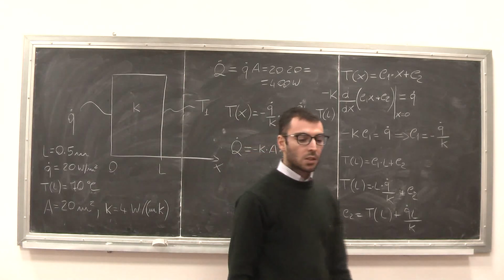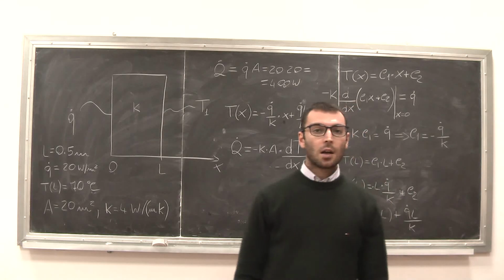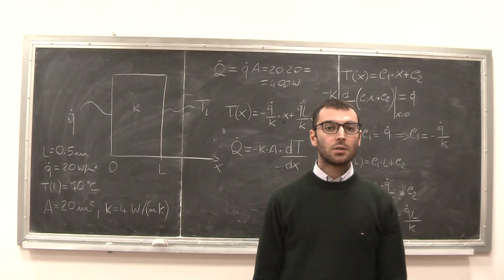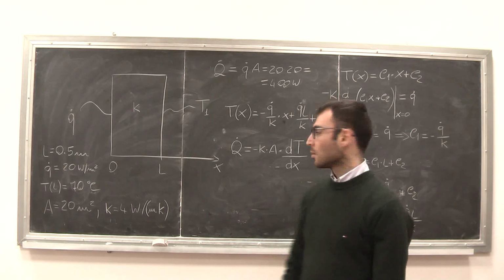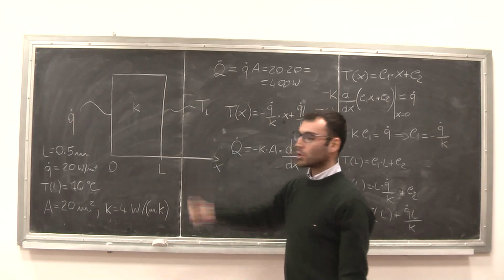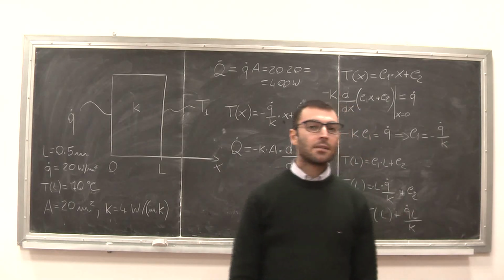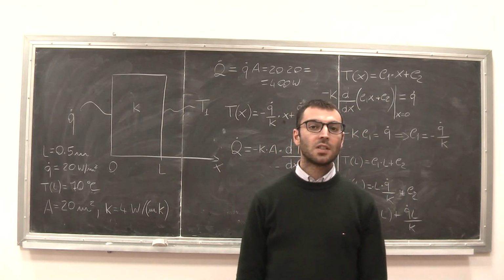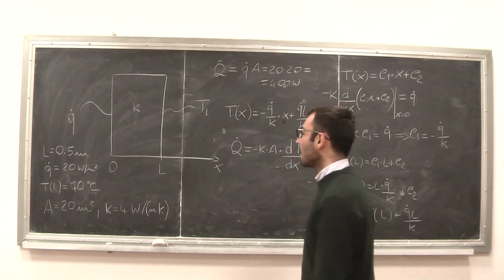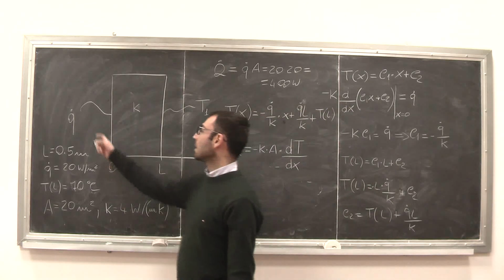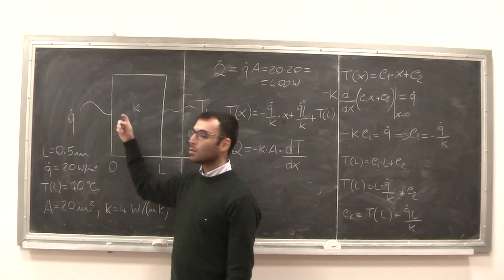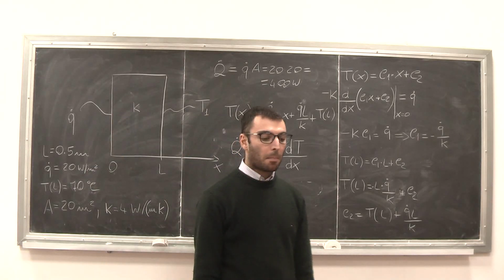So, in this lecture, we learned how to solve the heat conduction equation when a boundary condition of the first kind, so a constant temperature, is applied, and a boundary condition of the second kind, which implies the knowledge of the derivative of temperature on the boundary, is applied.